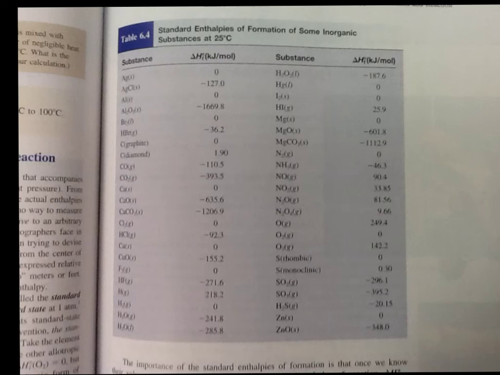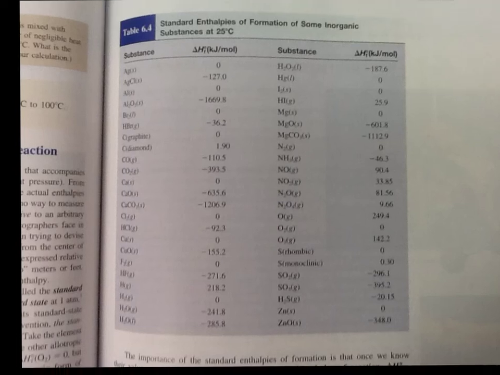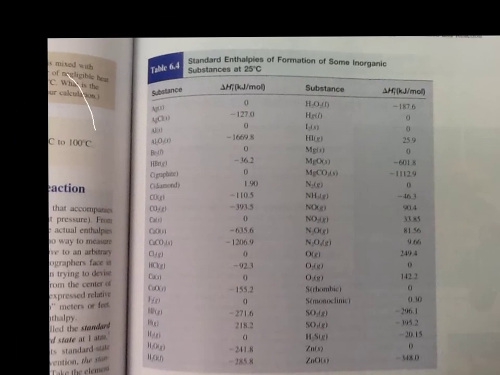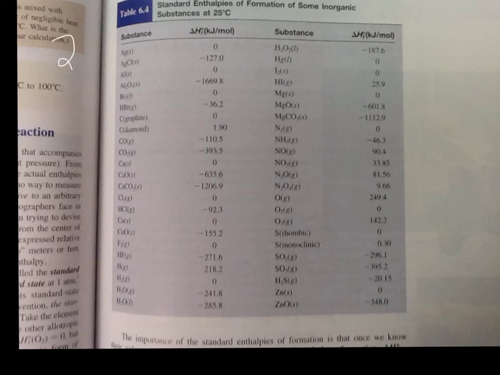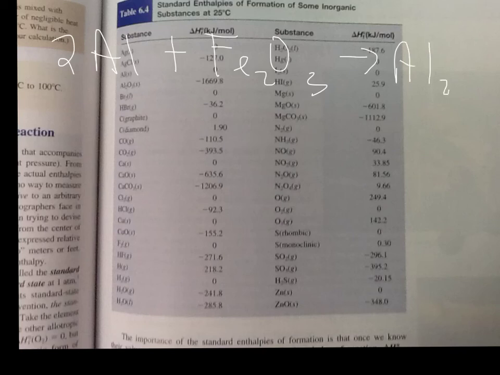Okay, so here is the problem. And this is in your text, and it's on page 259 at the bottom. So if we have two aluminums and it reacts with Fe2O3, and that is a 3 there, and it forms Al2O3 and iron. This is known as the thermite reaction. We'd like to find the delta H for this thermite reaction.